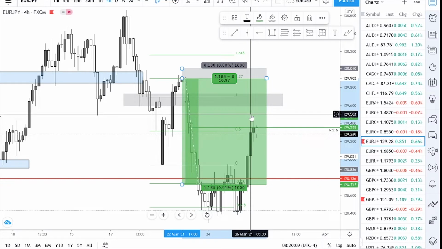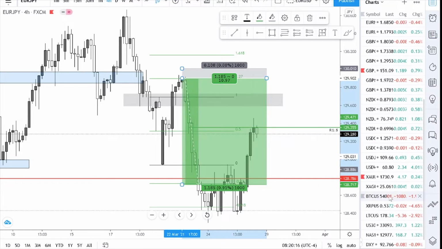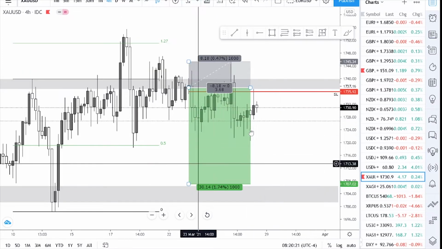This is the highlight of the week. This is the trade that basically puts us ahead for our other 2 week trades. So the next one that we actually took a trade on was gold. And this is the analysis here.